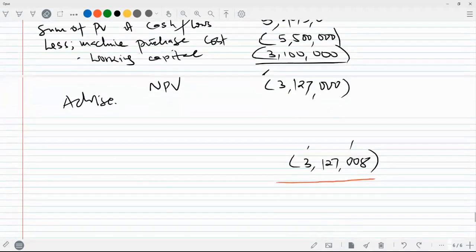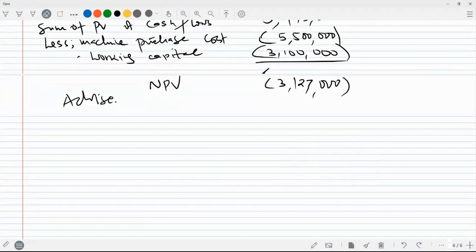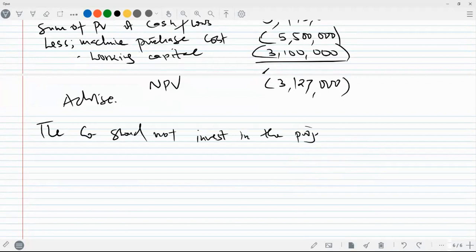The company should not implement this project since it has a negative NPV of 3,020,001. So the company should not invest in the project, or invest in the machine, since it has a negative NPV. That is it. The company should not invest in the project since it's a negative NPV.